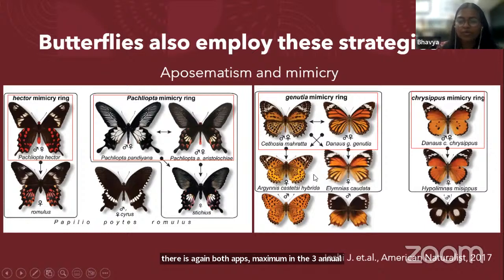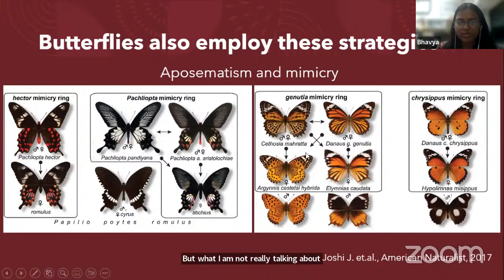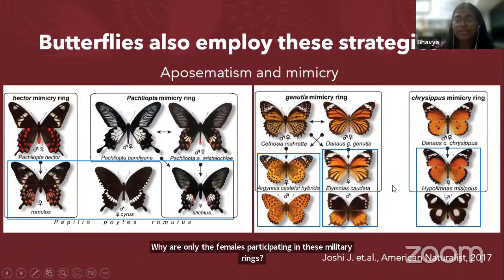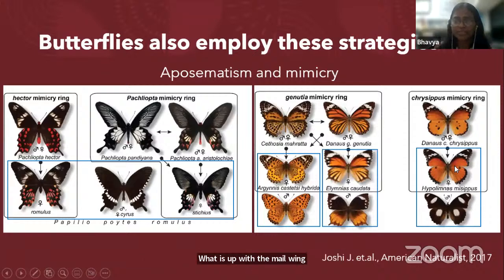But what I am not really talking about are these other butterflies that are present outside of the box. I haven't really mentioned anything about, say, these individuals here. If you look at this diagram, you can see that I've marked some as females and some as males. All the individuals in these boxes are actually females, and the individuals outside are males. So what really is happening? Why are only the females participating in these mimicry rings? What is up with the male wing patterns? And why is there so much of a difference in some cases between males and females?